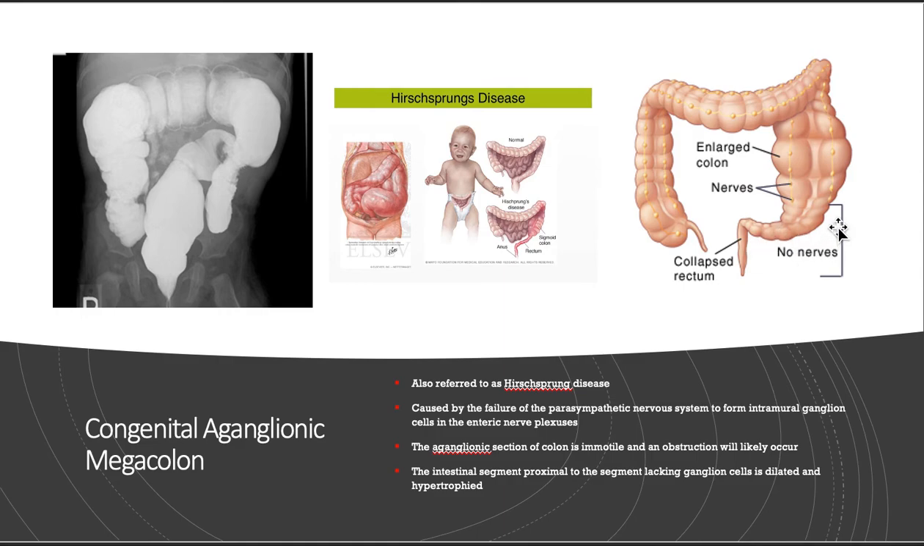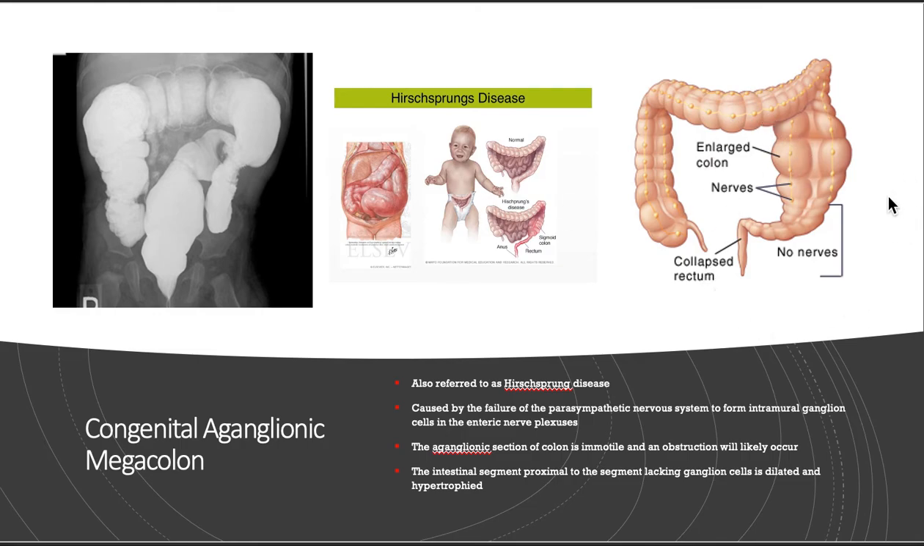The part that's aganglionic, meaning lacking nerves, is the part that has to be removed, because it's basically just like a wall. Nothing can go past it. So the baby gets a very large abdomen, and they're not passing stool. When we do an x-ray of the belly, we can see here, look at this poor baby's large intestine. It's huge.